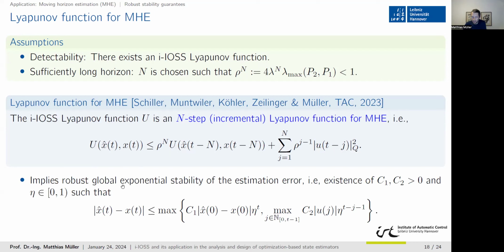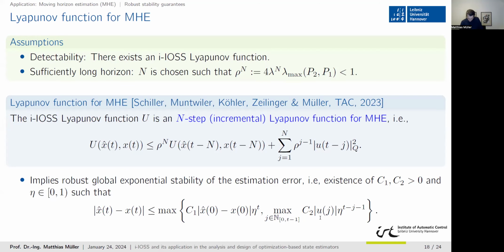In particular, it's an exponential ISS-like stability bound that I mentioned at the very motivation slide: the influence of the initial estimation error exponentially decays to 0, and the estimation error converges to a region determined by the occurring process and measurement noise.